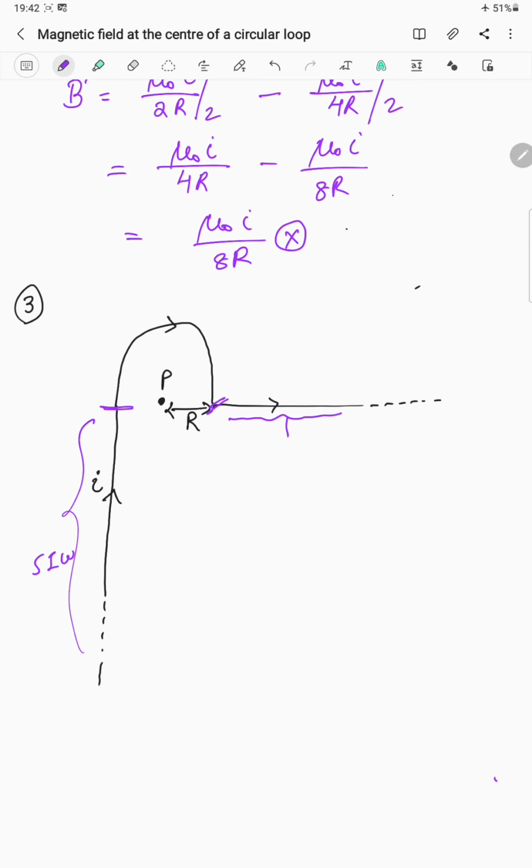This straight line portion, will it contribute? No, this portion will not contribute. What is the reason? Because the angle between dL and R will be 0. So sin 0 will be 0. So this portion will not contribute.